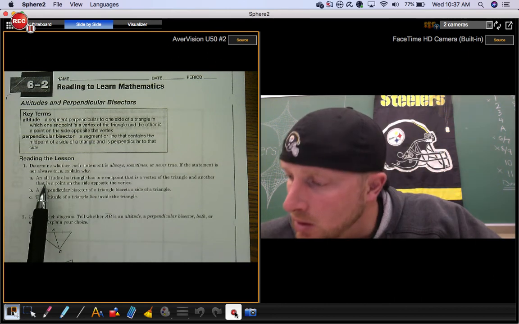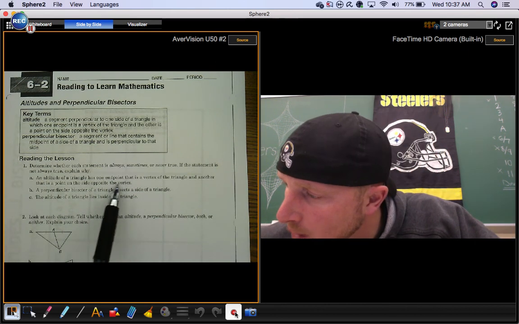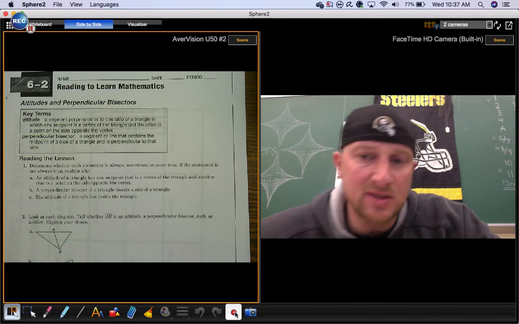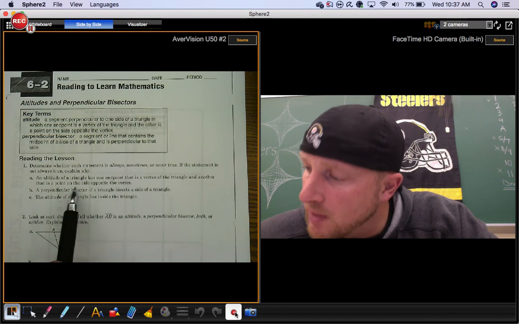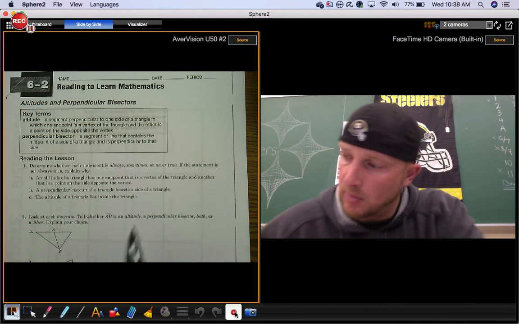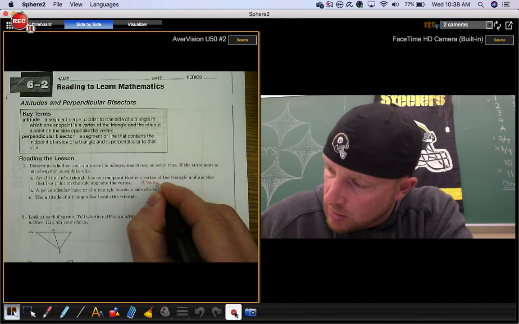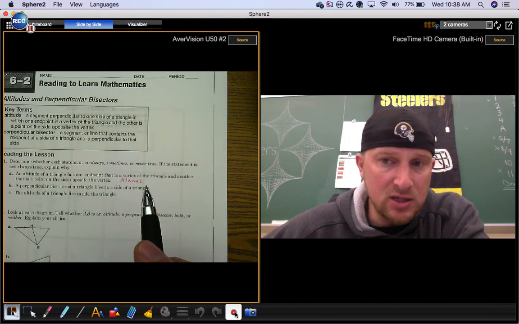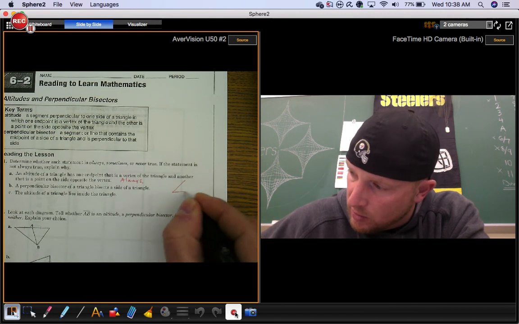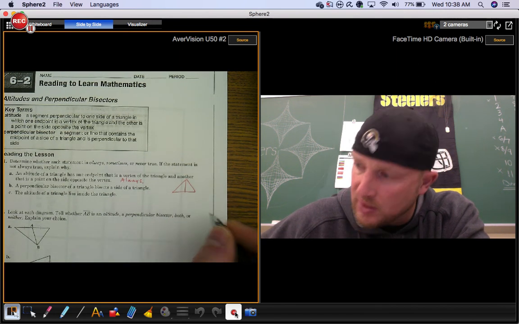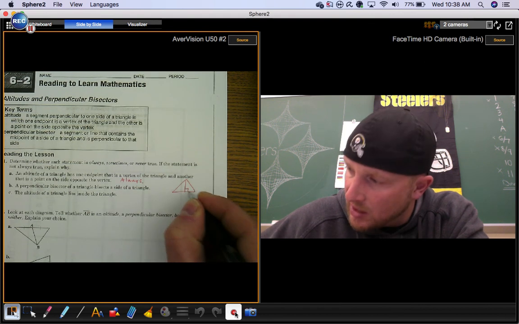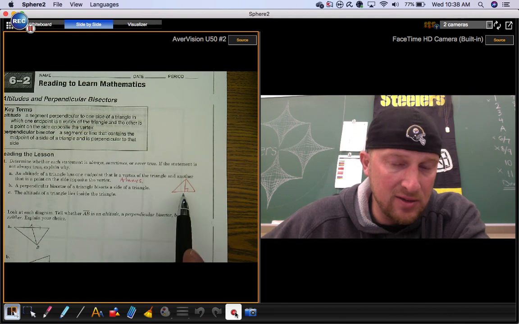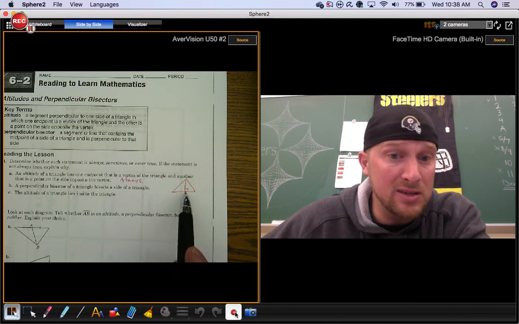Here's your first statement. An altitude of a triangle has one endpoint that is a vertex of the triangle and another on the side opposite of the vertex. This is always true. However, this gets a little bit confusing because this is not a complete definition of what an altitude does. An altitude does touch that other vertex and does touch the other side, but it touches it at a right angle. But what they said is always true. It does touch the other side, but it's not complete because it needs a right angle.